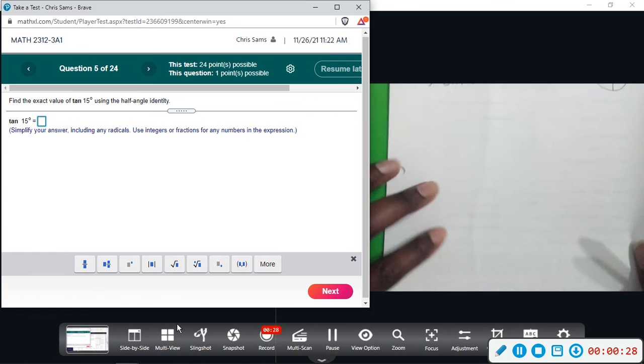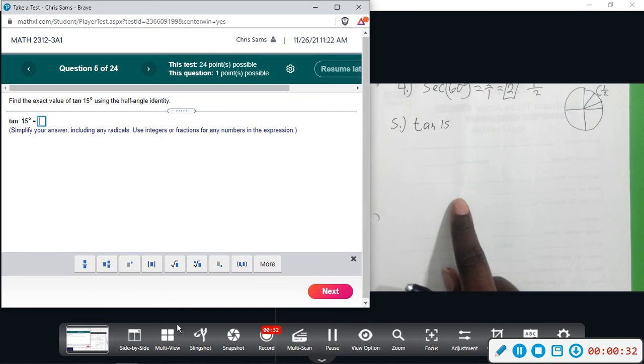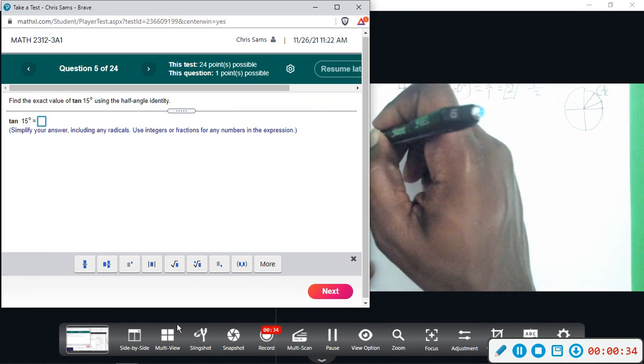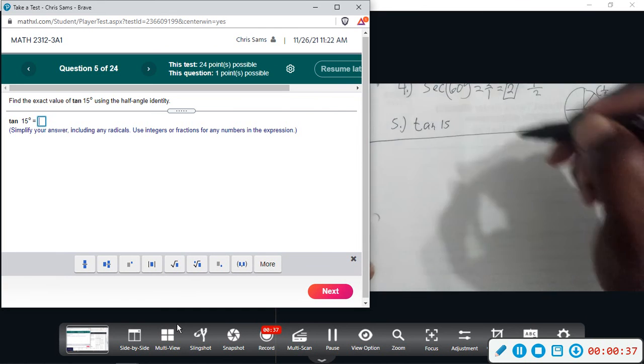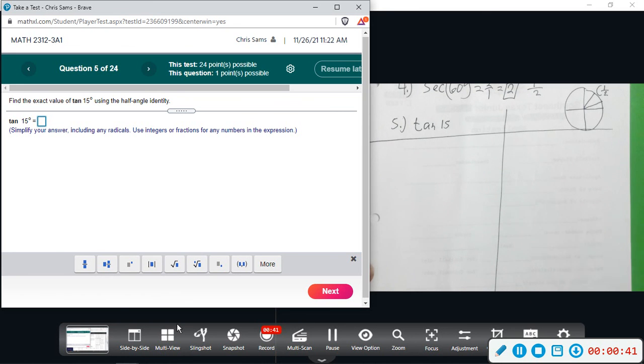I'm sorry, we can't see what I've written down. Tan 15. There are two ways you can solve it. Okay. There is the formula from the textbook, and then there are the formulas in the Trig cheat sheet. They're both the same, they're just in different formats. So let me show you what I mean.